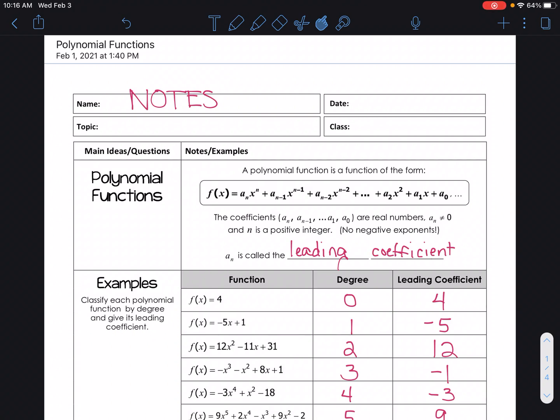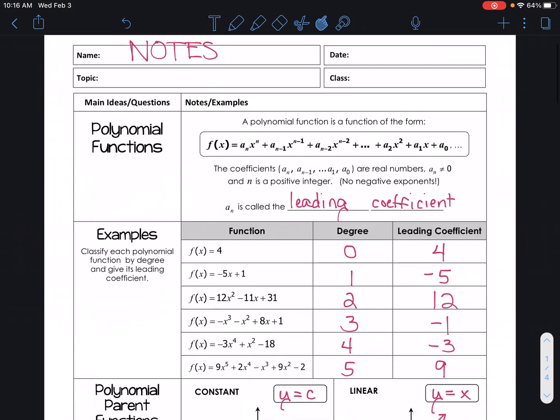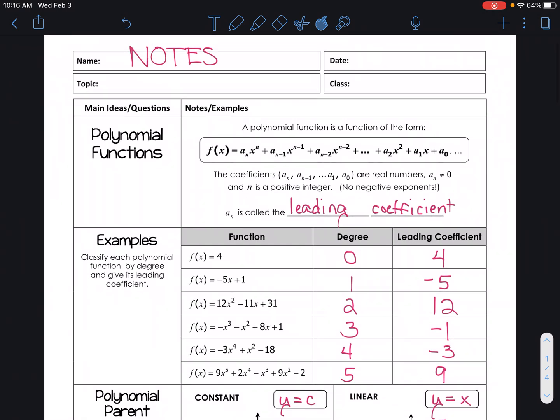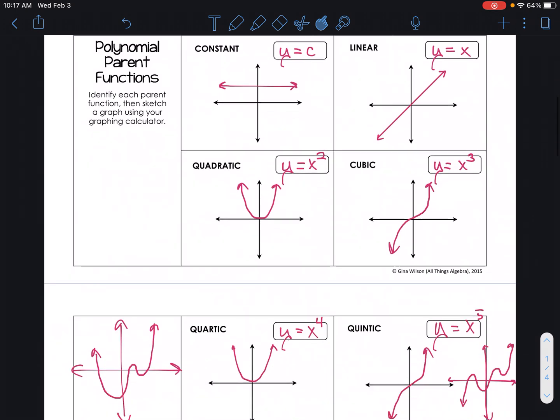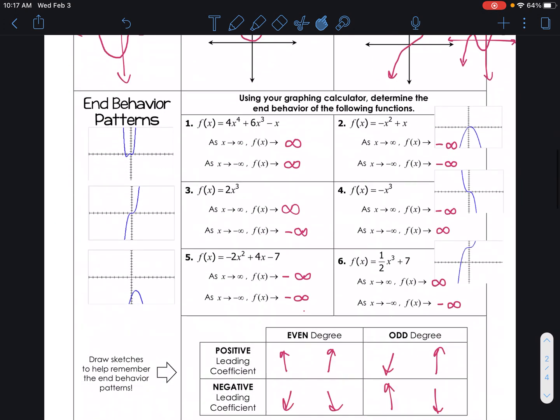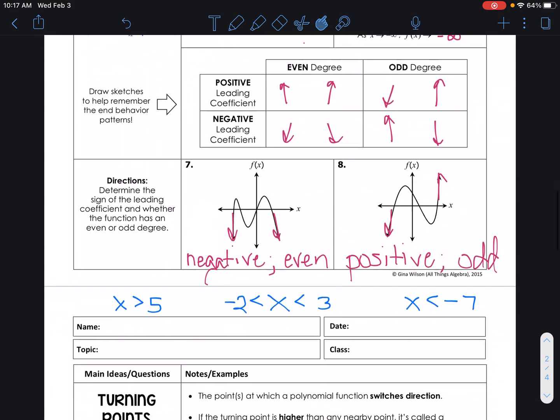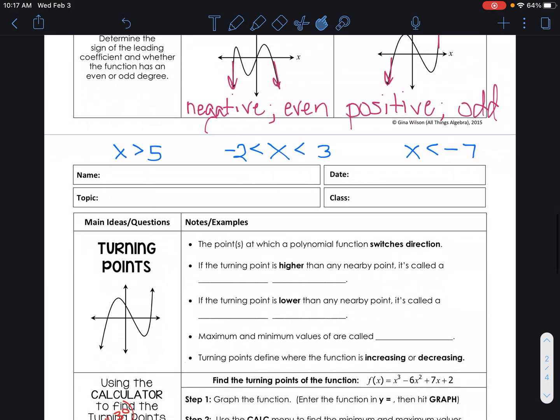Hey pre-calc class. So last time we started talking about polynomial functions, and we reviewed some things that we learned previously. These are our notes. If you haven't watched the previous video, please do that. I put a note form in there that you can use. So take some time to do that and fill this out so you have this as a reference moving forward. We'll reference this quite a bit in the next couple weeks.